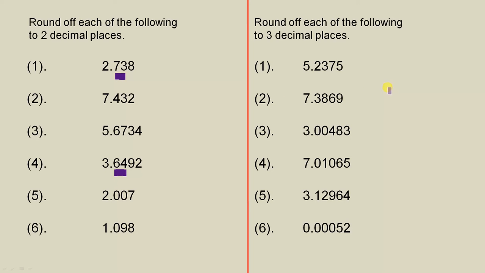Round off each of the following to 3 decimal places. All that means is that in the answer, you must have 3 digits after the decimal point. Always look at the next one. That tells you what happens with this digit, and it's the same with all of those.